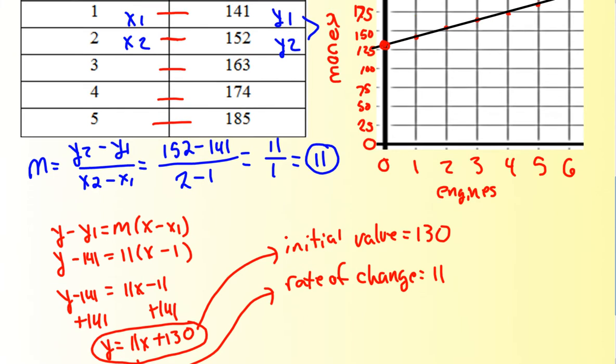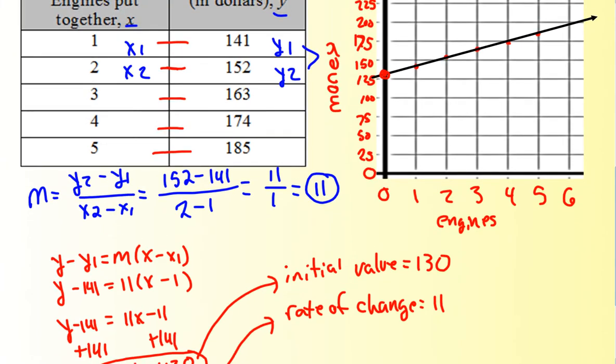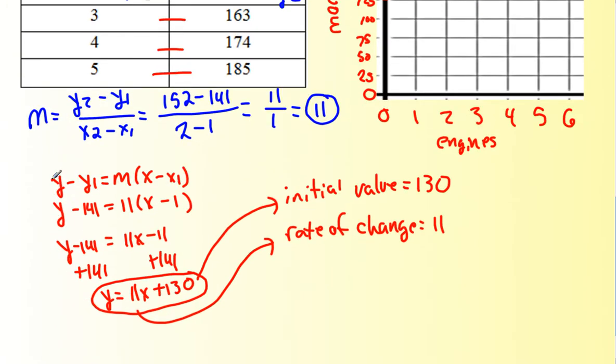I want to show you a slightly different way of finding this initial value. What we did a second ago is we used the point-slope form. We plugged in a point and the slope. We solved for the slope-intercept form, and then the y-intercept was our initial value.